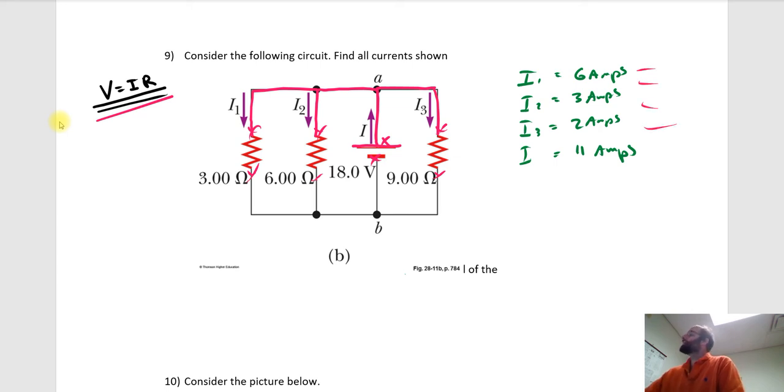Now this current labeled I here doesn't go through a resistor, so you can't get that one from Ohm's law. But if you look at this spot right here, look at this right here, like that oval I just drew. Going into that oval is the current I, and coming out is I1, I2, and I3. That's why that current I is the sum of the three, so that's where that's coming from.